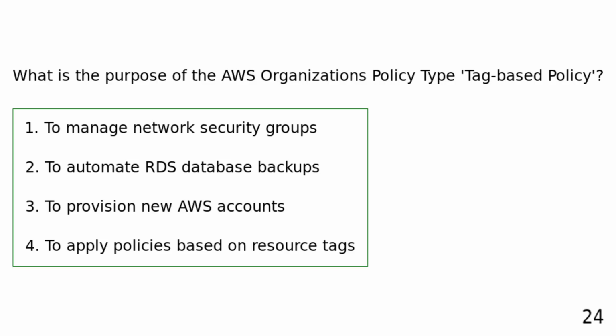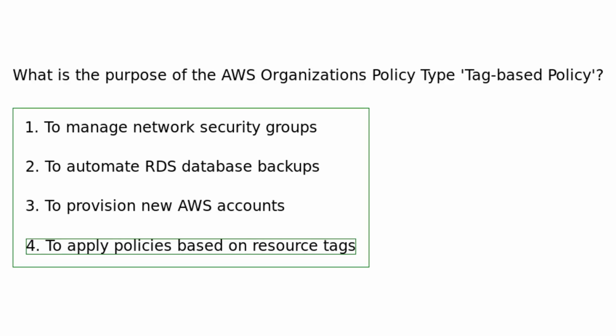What is the purpose of the AWS Organizations policy type, tag-based policy? To manage network security groups. To automate RDS database backups. To provision new AWS accounts. To apply policies based on resource tags. The tag-based policy in AWS Organizations is used to apply policies based on resource tags, allowing for granular control and management based on specific tag values.